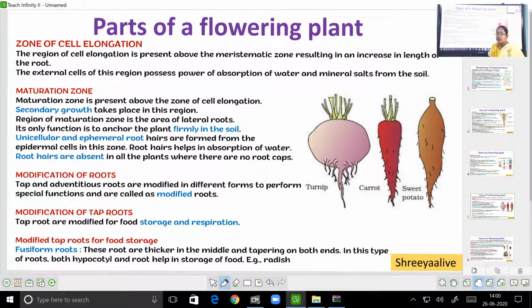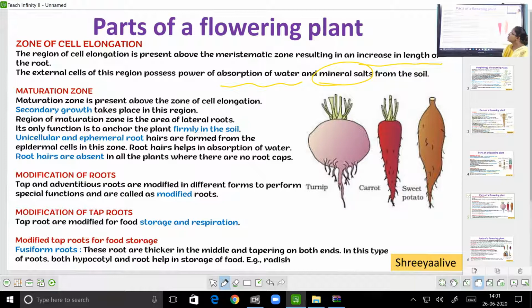Next is the zone of cell elongation. Following the meristematic zone or the region of cell division, we have the region of cell elongation. The main function is to increase the length of the root. And apart from that, the two important functions are that they absorb water and mineral salts from the soil. So they increase in length, and apart from that they perform two functions, that is absorption of water and mineral salts from the soil.